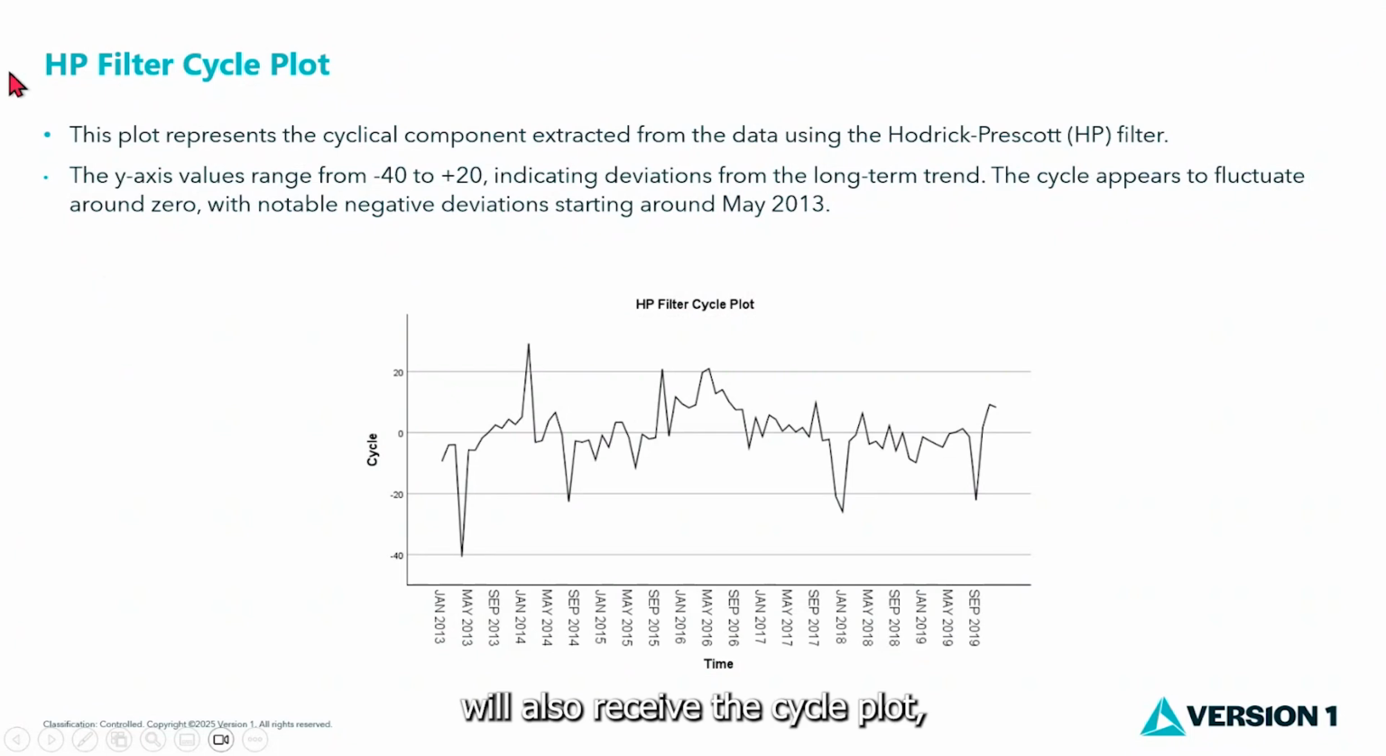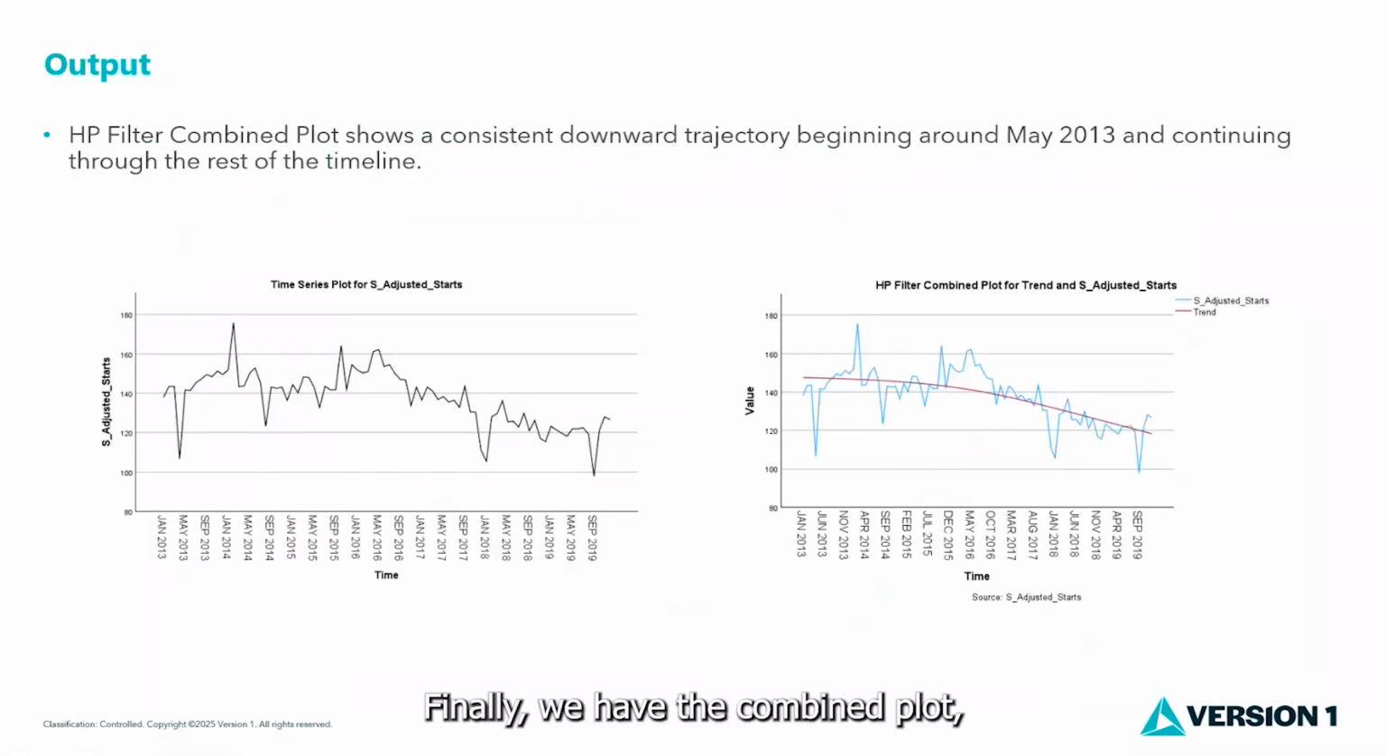In our output, we'll also receive the cycle plot, and this plot represents the cyclical component extracted from the data. And you can see the y-axis values, which range from -40 to 20. This shows deviations from the long-term trend. And the cycle appears to fluctuate around 0 with notable negative deviations starting around May of 2013. Finally, we have the combined plot, which we can see here. And again, we can see consistent downward trajectory beginning around May 2013 and continuing through the rest of the timeline.